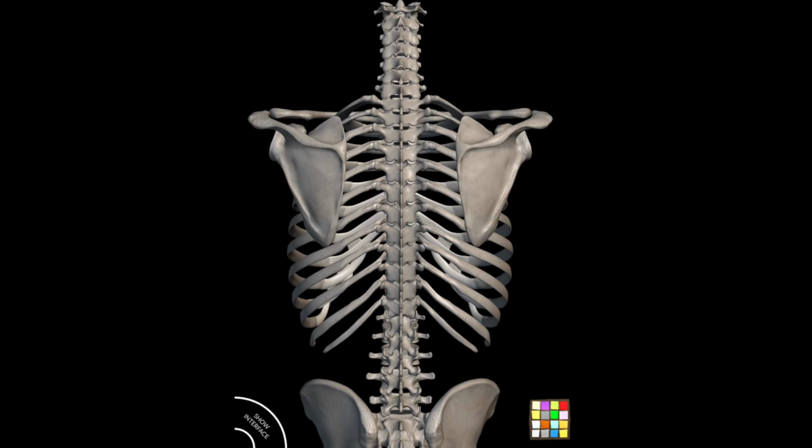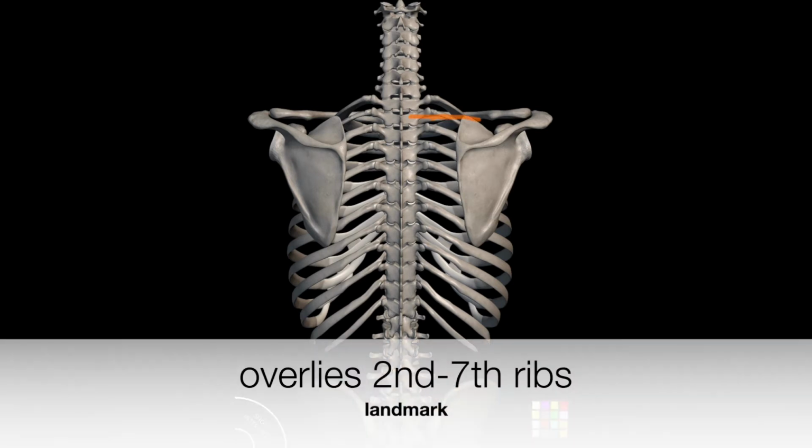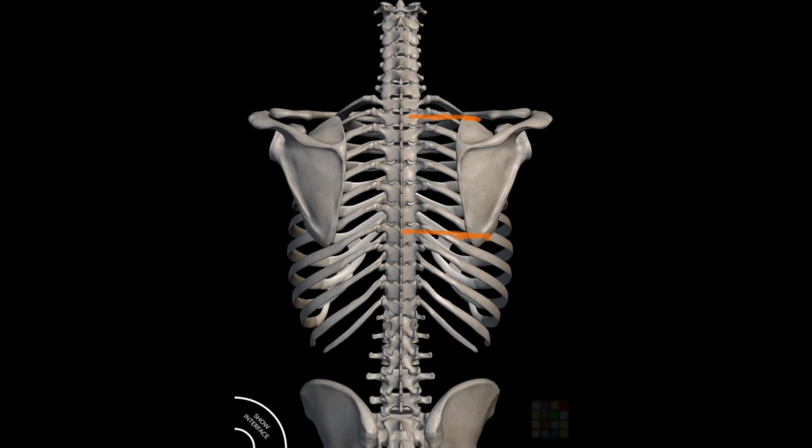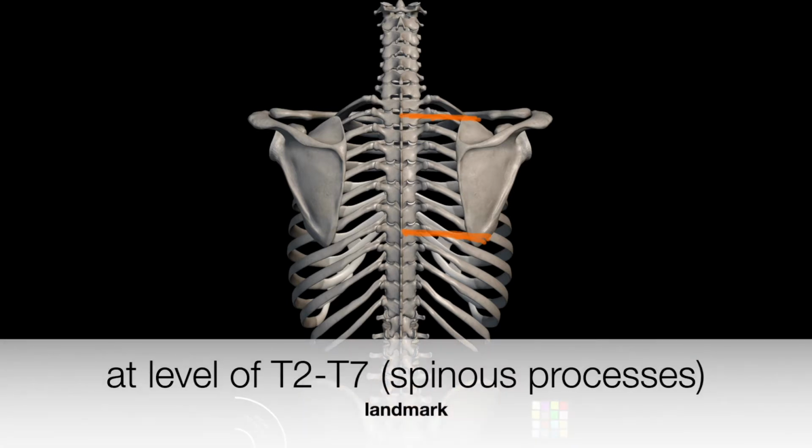In fact, a good rule of thumb is that the scapulae overlie the second to seventh ribs fairly reliably, and therefore, by extrapolation, the superior and inferior margins of the scapula are good guides to the second to seventh thoracic vertebral levels. And this can be very useful.